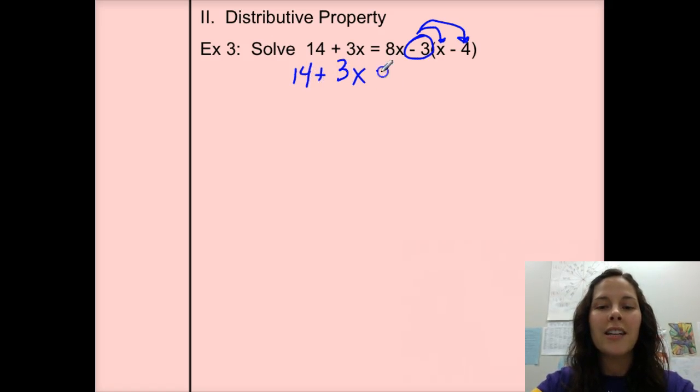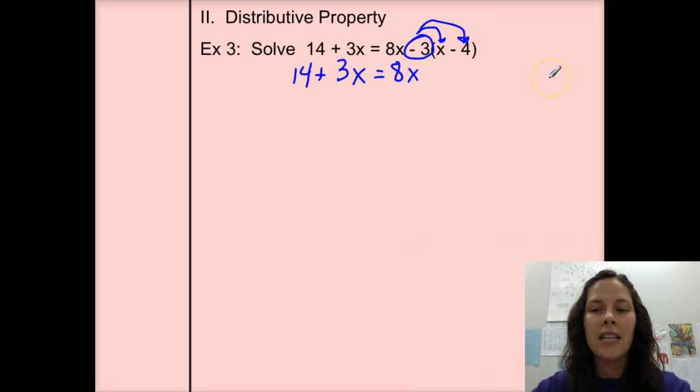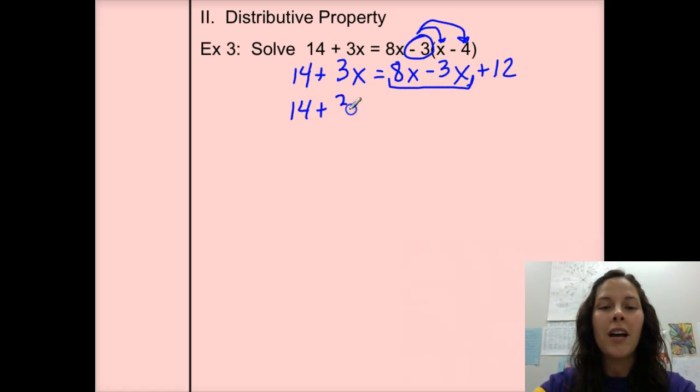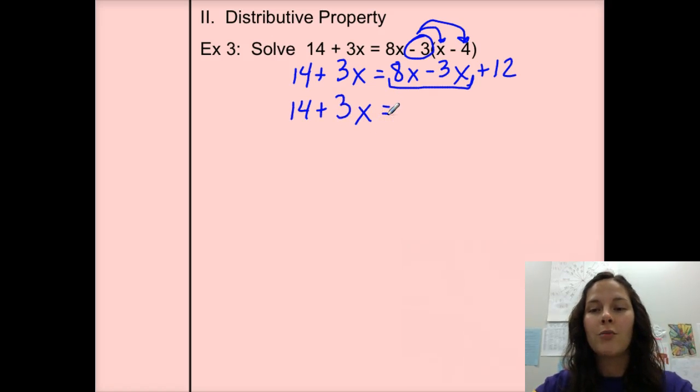Don't lose track of anything else in the equation either. So everything that I haven't identified as needing to be simplified, I'm going to write that down. The -3 times x is -3x, and the -3 times -4 is a positive 12. Next, I'm going to look for like terms on either side of the equal sign. On the right-hand side of my equal sign, I have 8x minus 3x. So again, keeping that left-hand side the same because there's nothing to simplify and I'm not canceling yet. And the right-hand side, 8x minus 3x is 5x, and I'm going to bring down my plus 12.